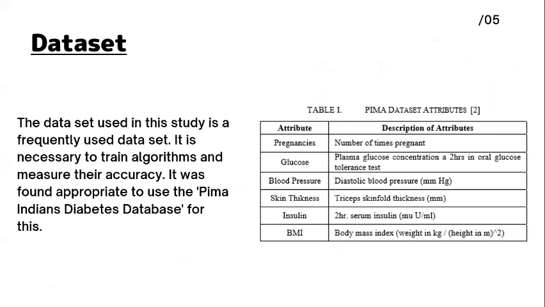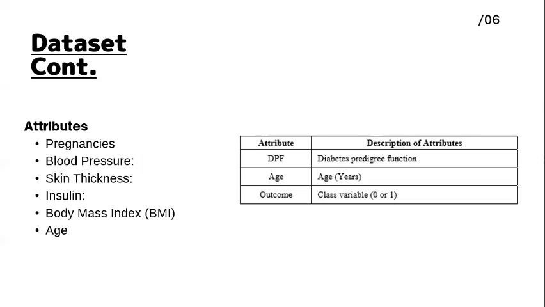Next. The data set used in the study is a frequently used dataset. It is necessary to train algorithms and measure their accuracy. It was found appropriate to use the PIMA Indian diabetes database for this. Next. The database has 8 attributes plus the outcome. These are pregnancies, glucose, blood pressure, skin thickness, insulin, body mass index, DPF, age, and outcome.